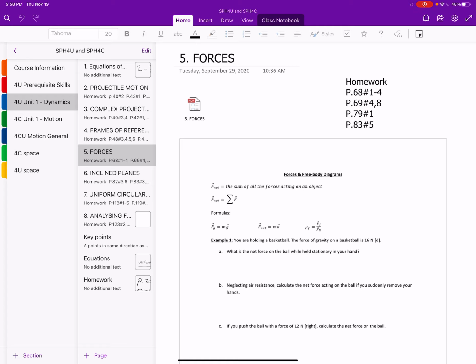We're going into chapter 2. This is based off the textbook, which you guys don't have, I suppose. However, this is lesson number 5, forces. It's a new section because you'll notice that we're changing gears just a little bit.